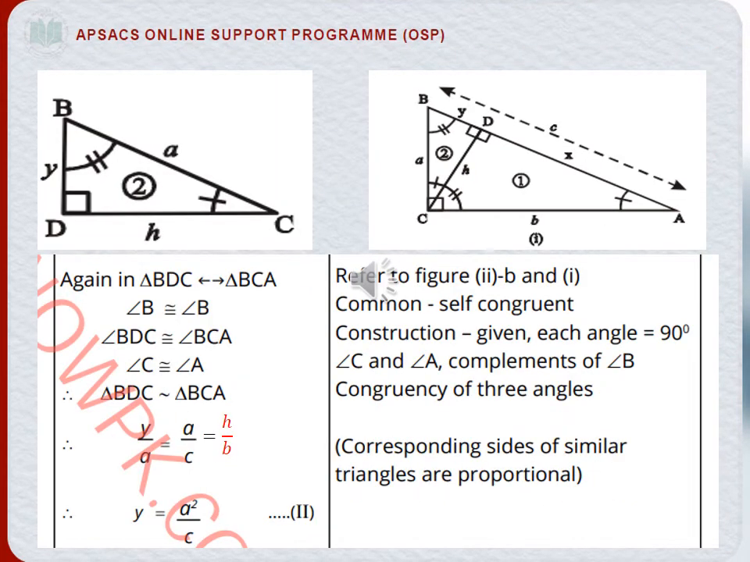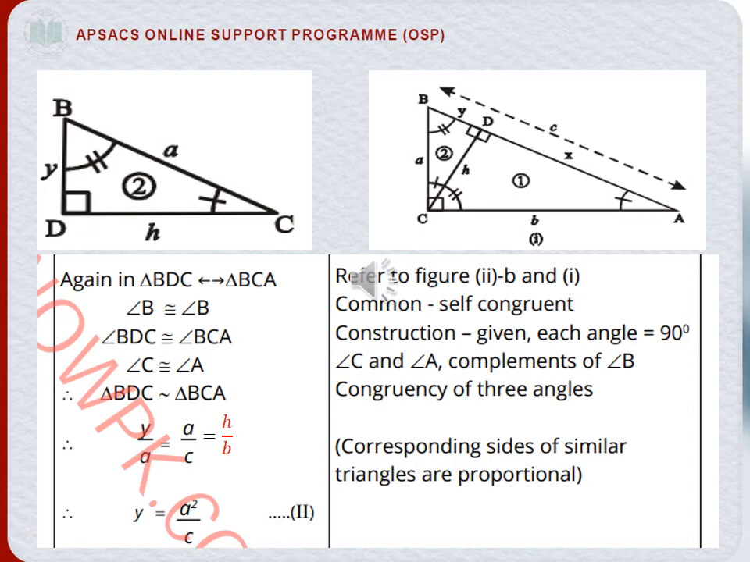Now we will compare triangle BDC with triangle ABC. Angle B of triangle BCD is equal in measurement with angle B of triangle ABC. Same markings are labeled here. One angle of both the triangles is equal to 90 degree, that means angle BDC is congruent to angle BCA. The reason here is each angle equal 90 degree.